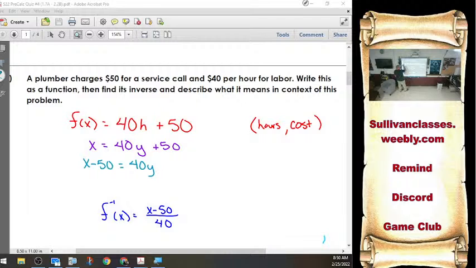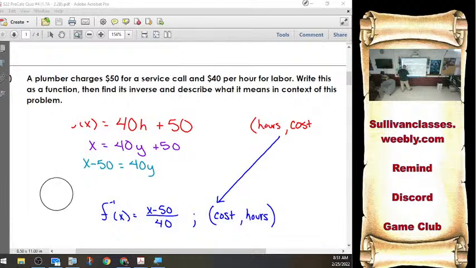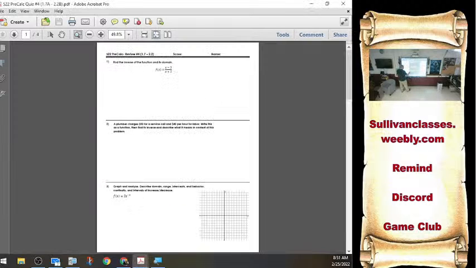Once I'm here, this is my inverse. Right next to it, I'm going to say, what does it mean? Well, now my input is the cost of the repair bill. My output is the hours they spent on the service call. It's that simple. Don't overthink it, but also don't get lazy on your wording. I've had kids say time, money. Close. Or they'll say charged price. Aren't those kind of the same thing? So just be a little careful with your wording. Remember, more words is always better. I've told you before, sometimes you can get credit on things by just over-explaining what your thinking is.